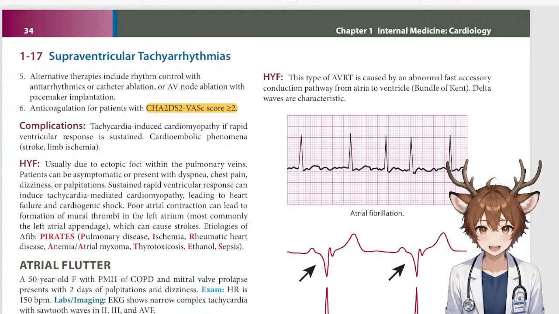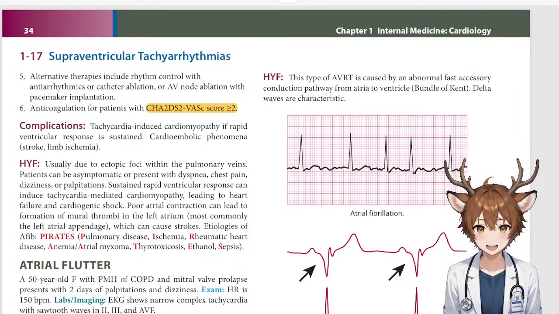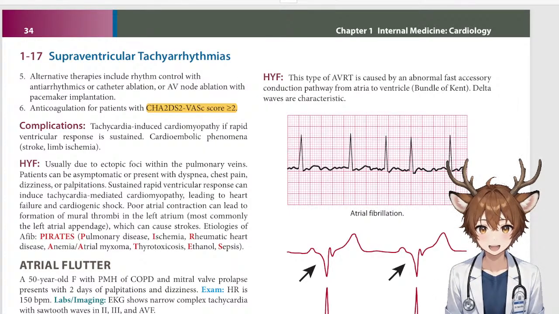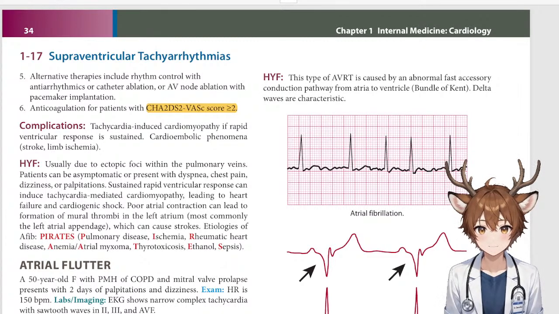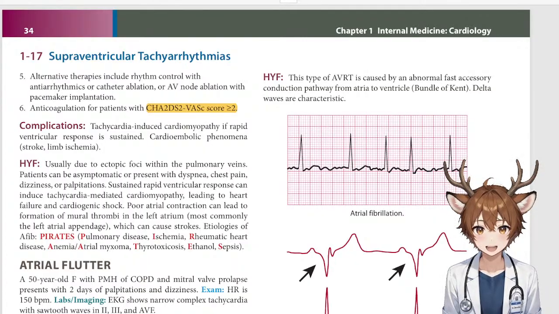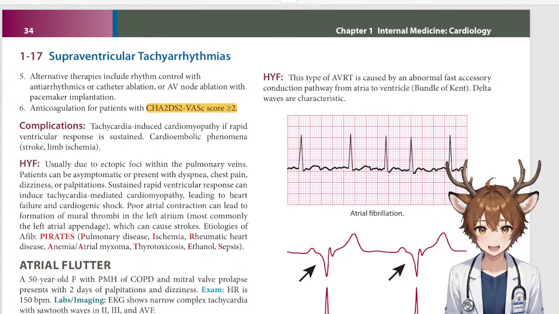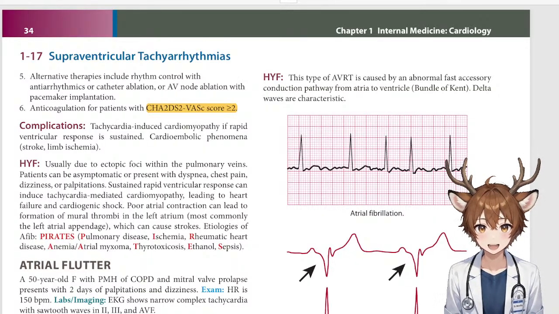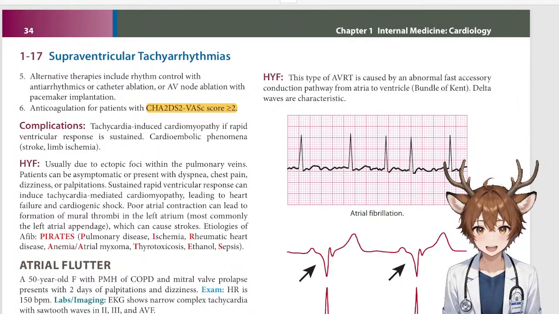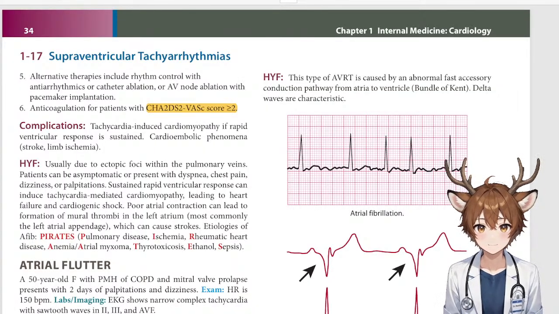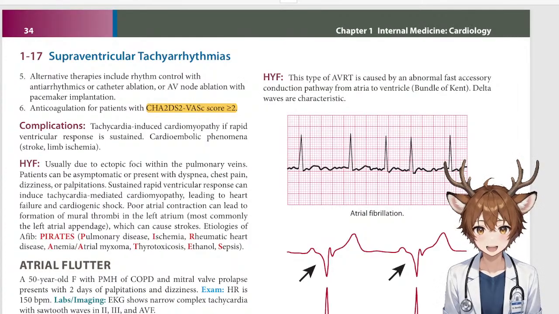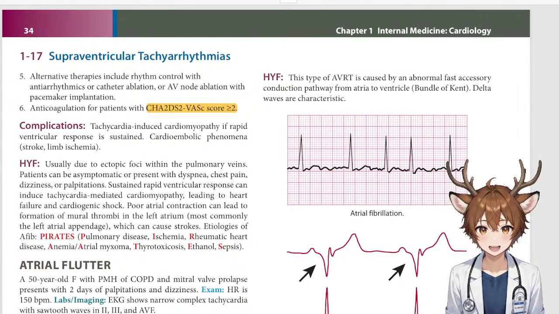Anticoagulation for patients with CHA2DS2-VASc score greater than or equal to 2. I've seen it as CHADS2 before, but they're saying CHA2DS2-VASc score greater than or equal to 2. Complications: tachycardia-induced cardiomyopathy if rapid ventricular response is sustained. Cardioembolic phenomena like stroke or limb ischemia.